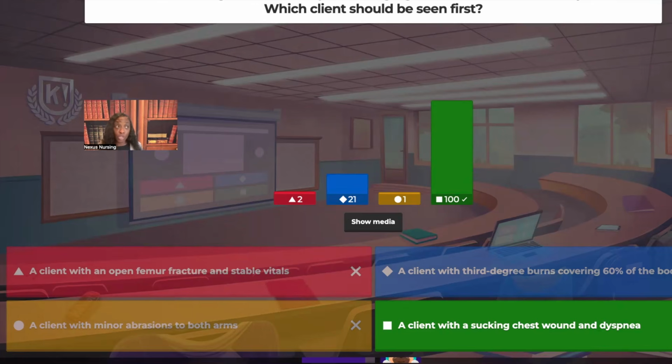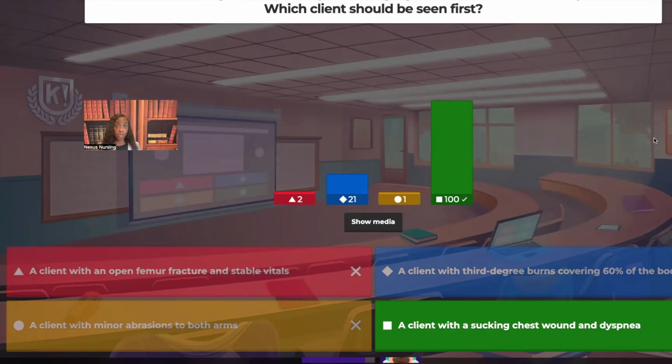If they're expectant, which means they're likely not to survive, so sorry, we're not going to divert our time and effort towards the person who's expected not to make it. We need all that time and effort towards the ones who have a chance of making it if we get to them right away. Does that make sense, guys? I don't want to seem insensitive, but I do want you to pass your test. All right. So anyway, you're going to go to the patient with the sucking chest wound and dyspnea.